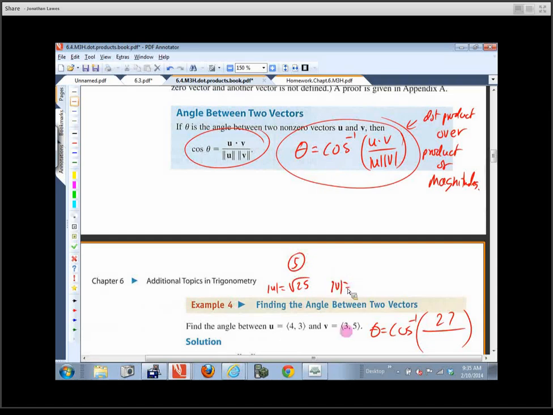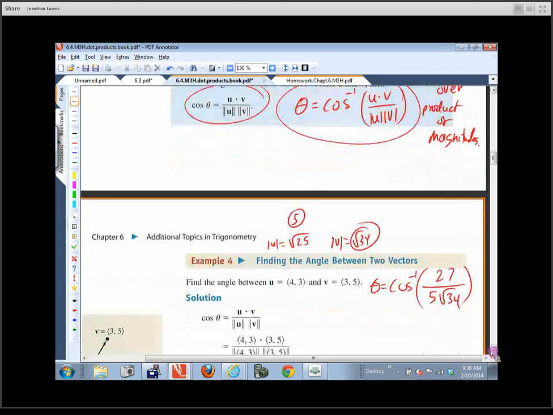Magnitude of v, 9 plus 25. Put them together, I'd get the square root of 34. Can't really simplify that, so the product of the magnitudes is going to be 5 times radical 34. So we grab our calculator and we type in cosine inverse 27 over 5 radical 34. Do you need parentheses when you're putting that fraction in there? The answer to that is yes. Where do you need them? You need them around the bottom. That 5 radical 34 needs to appear in the bottom.